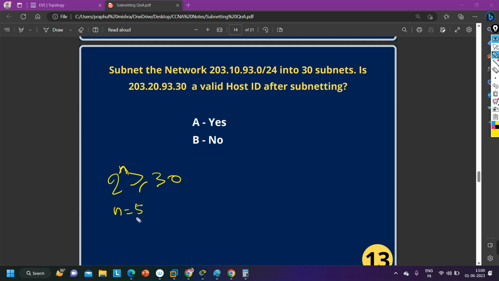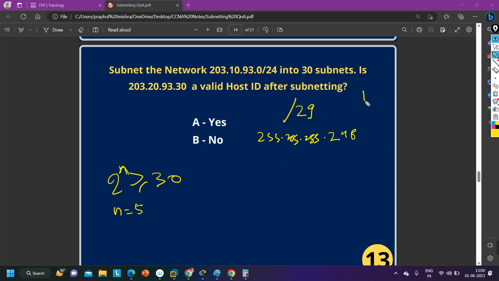That means we have borrowed how many bits? 5 bits. So my new slash value will be what? 24 plus 5, that is 29. Yes or no? Now if my slash value is 29, then the subnet mask is 255.255.255.what? Not 224, it will be 248, brother.